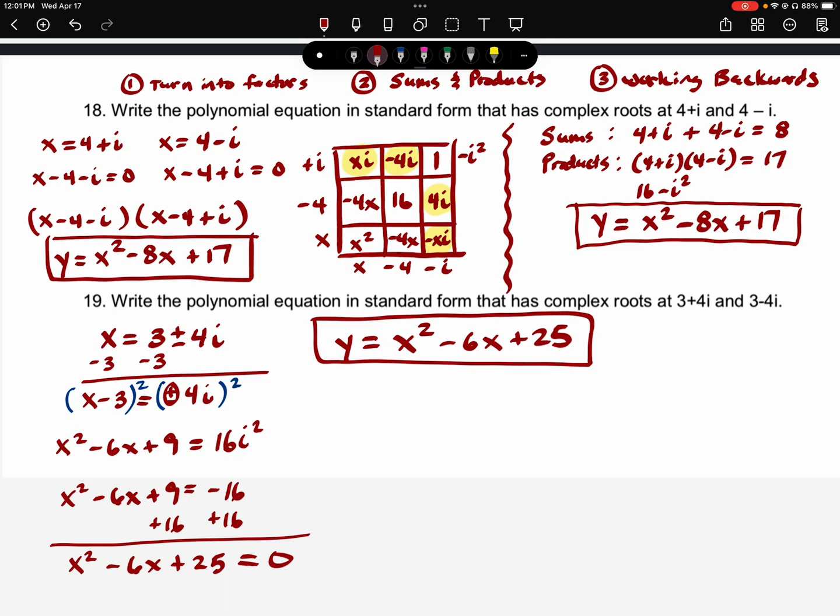Now feel free to use either of the other methods there, but I just wanted to make sure I demonstrated each of them in case you wanted to be able to use any of those. All right, so that's problems 18 and 19 from the Chapter 8, Section 1 review packet. If you have additional questions, please make sure you reach out.